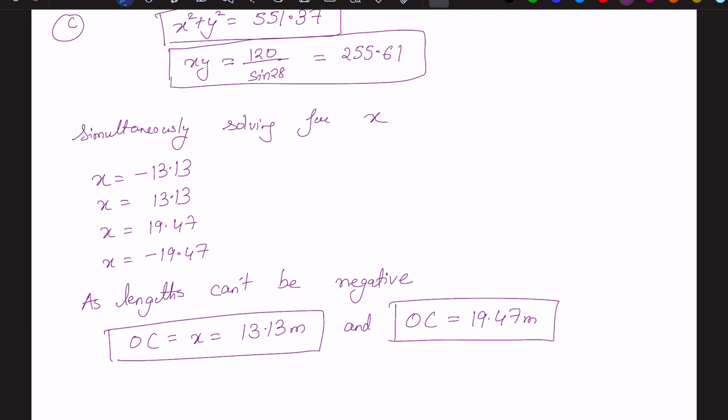Now with this, we are done with the paper, and I'll soon be posting the solutions of AISL paper 1 and paper 2.